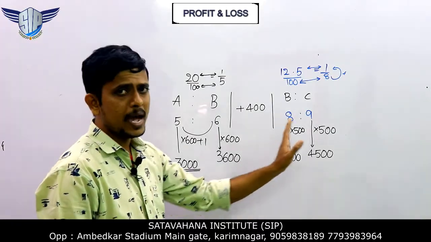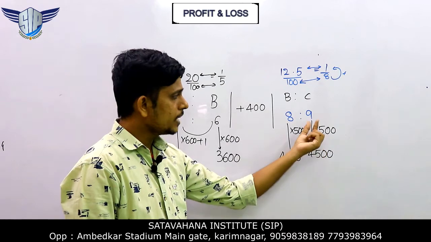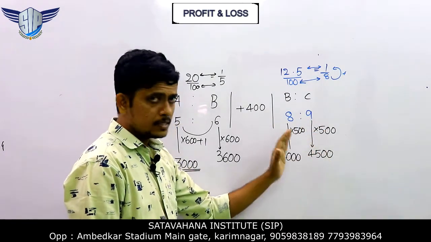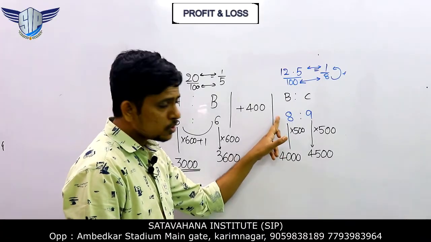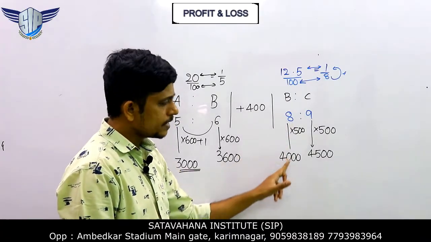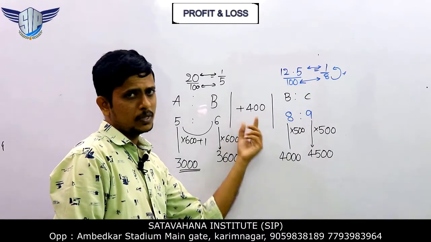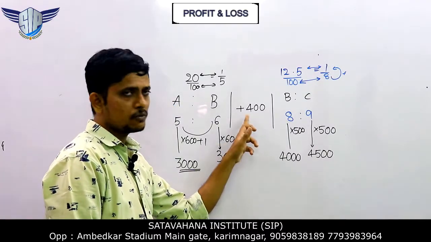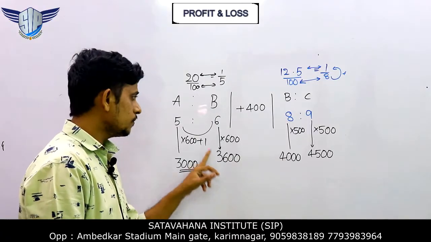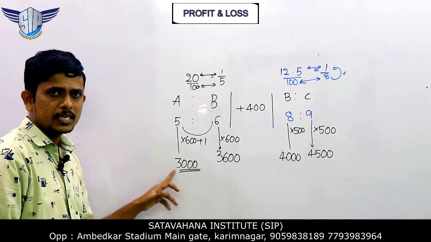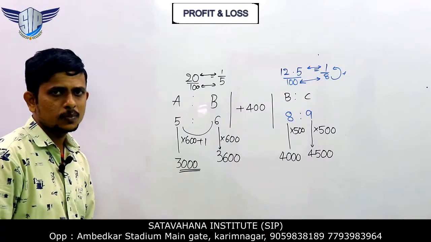We have to come from the backward direction, from the last. Finally, the 9 parts value is equal to 4,500. Therefore 9 into 500, and because it is a ratio, 8 is also multiplied with 500, therefore 8 into 500 is equal to 4,000. In this 4,000 we already spent 400 on repair, therefore coming back, 4,000 minus 400 is equal to 3,600, therefore 6 into 600, therefore 5 into 600 is equal to 3,000. Here the cost price of that article is 3,000 rupees.